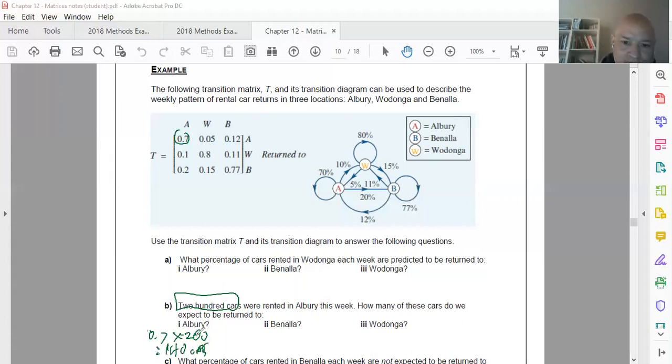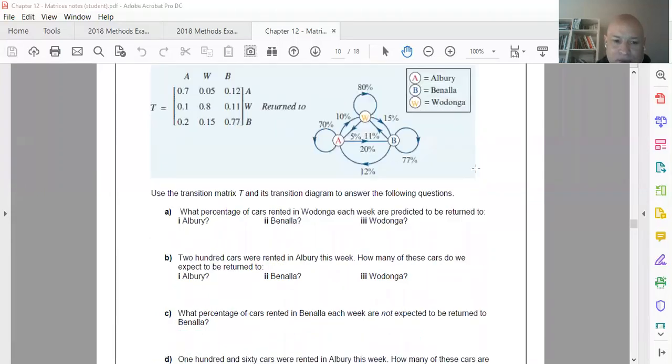Okay, the other one, from Albury to Benalla. Albury to Benalla is the 0.2, so 0.2 times, still 200 cars, and we end up getting 40 cars. Now there's two ways to do the last one. I can use the 0.1 times the 200 cars, or I can just say, well, here's 140, here's 40, that's 180. I have 20 cars that still need to be made up because I need to have 200 cars. So 20 cars is the last part.